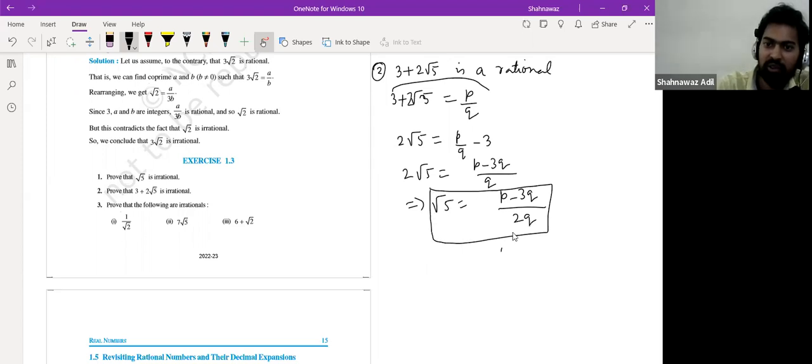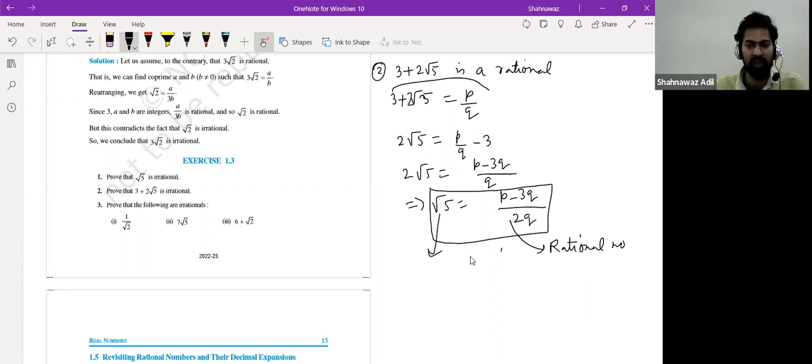So on the right side we have a rational number, and the left side is irrational. So our assumption is wrong, right? Both cannot be equal. Yes, they are not equal. So our assumption is wrong. So this is irrational. Understood? Yes, sir.